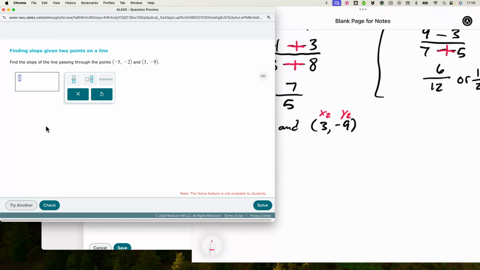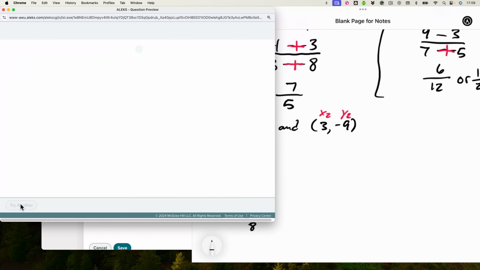Clean up the signs. Make both of these a positive instead of 2 negatives. -9 plus 2 is going to be -7. 3 plus 5 is 8. So a -7 over 8 in this instance. And we'll do one more.